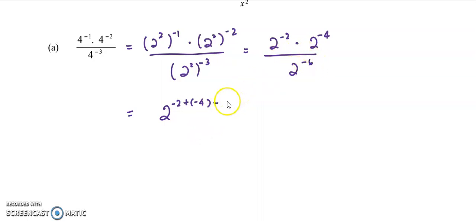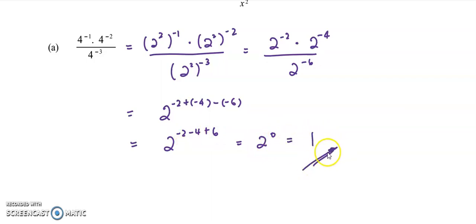This is -6. So later on we are going to get a positive over here, because negative negative gives a positive. Simplified, you have -2 minus 4 plus 6. And in the end you have 6 minus 6, that will be 2 power of 0. And the final answer, you get 1. 2 power of 0, you get 1. Any base power of 0, you get 1. Alright, now proceed to the next question.